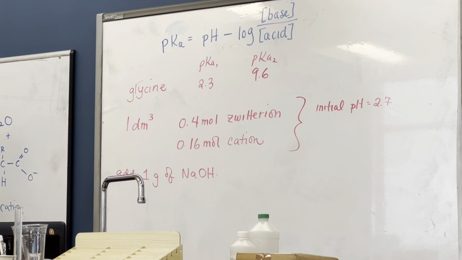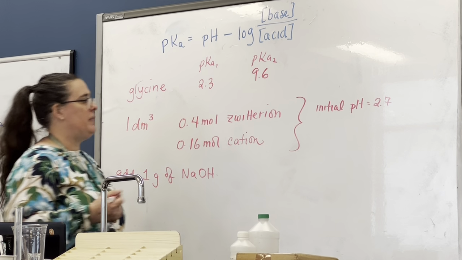So when we add the 1 gram of sodium hydroxide, what happens? By a base? I think I'm going to make more zwitterion. I think I'm going to convert cation into zwitterion.